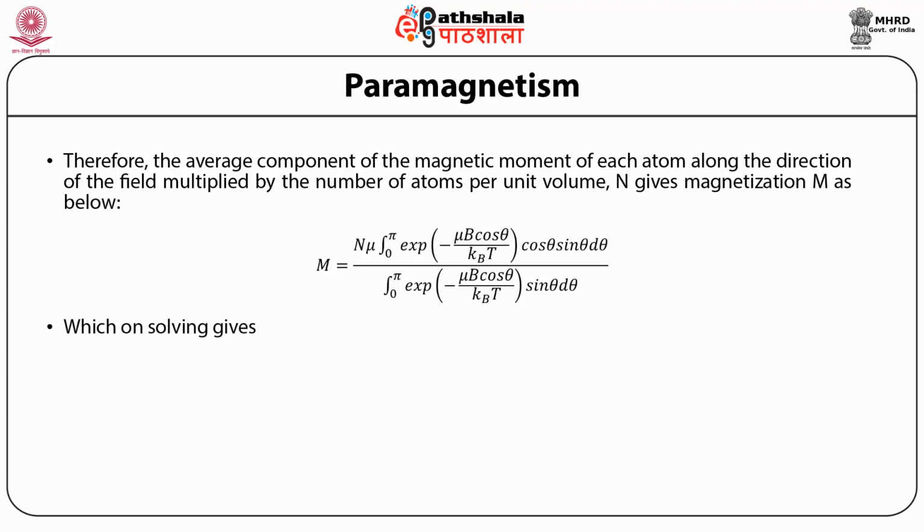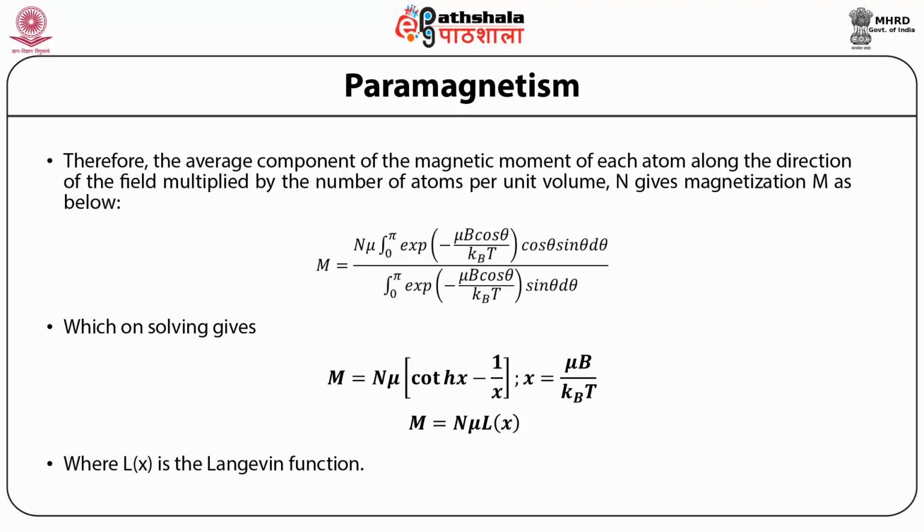By solving this equation 24, M comes out to be n mu into coth x minus 1 by x, where x is given as mu B by kBT. This M comes out to be n mu L(x), where L(x) is known as the famous Langevin function. This function is very important for theoretical calculation purposes.